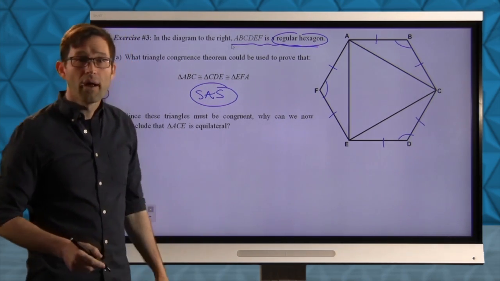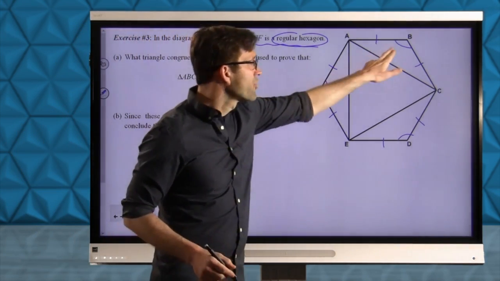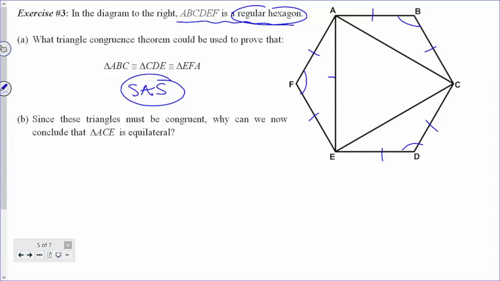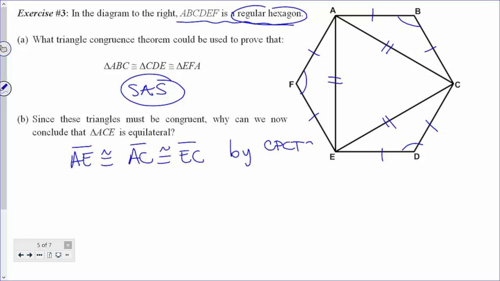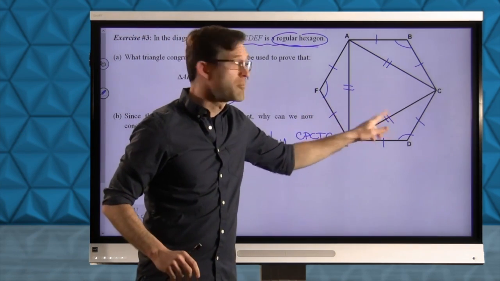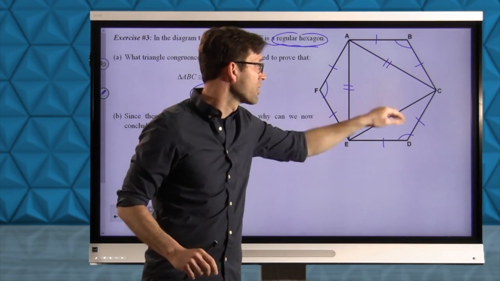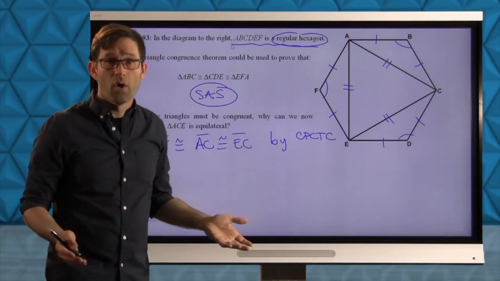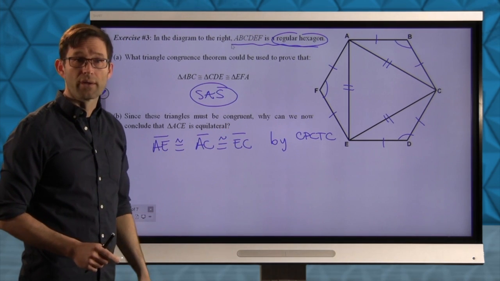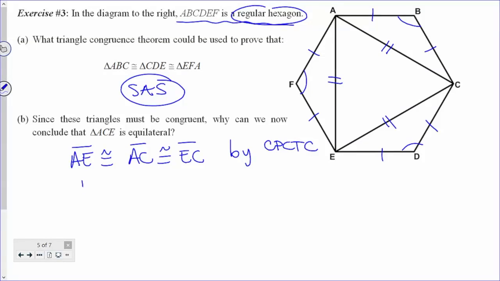All right, well, it's simple enough, right? Because these 3 triangles are congruent, this side must be congruent to this side, must be congruent to this side. Let's actually write that down. So AE must be congruent to AC, which must be congruent to EC, by CPCTC, right? Those are the corresponding parts of those 3 triangles. They're across from the congruent angles, so they have to all be congruent because corresponding parts of congruent triangles are congruent.